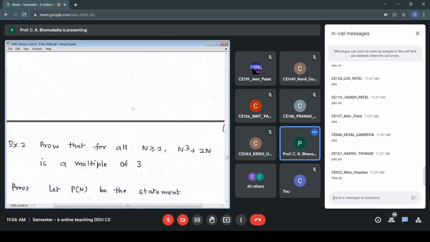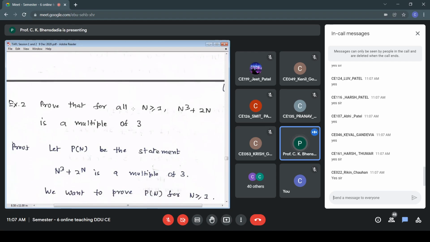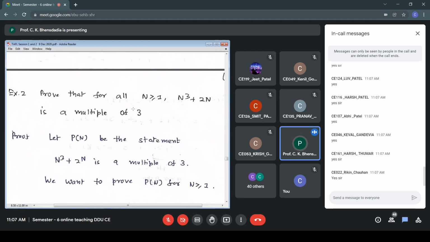So the first step is to write the statement P of n, the statement P in terms of n. Already it is there. n cube plus 2n is a multiple of 3. This is my statement P of n. Let P of n be the statement n cube plus 2n is a multiple of 3. And also we should specify the range of n, already given in the statement. So we have to prove the statement for n greater than or equal to 1. The first step using PMI is to write the statement. Statement is written. We have to specify the range, that we have done.